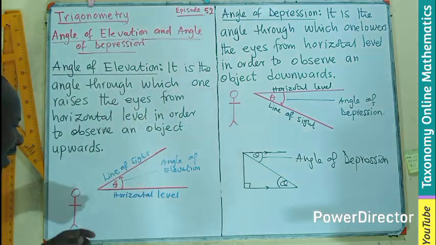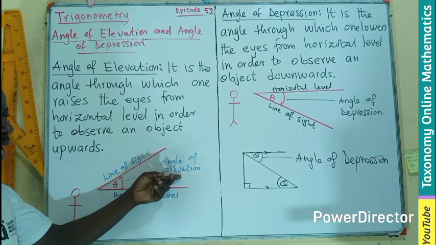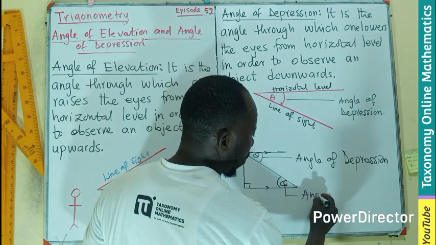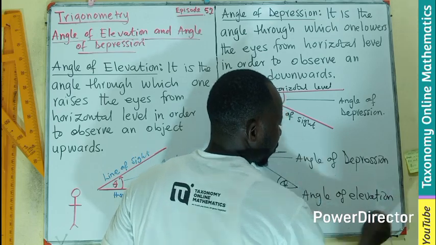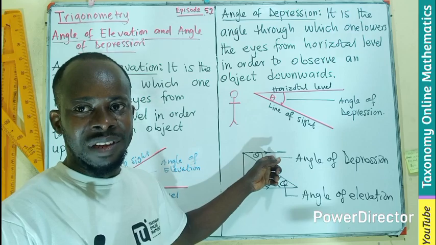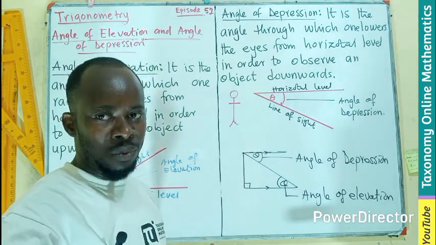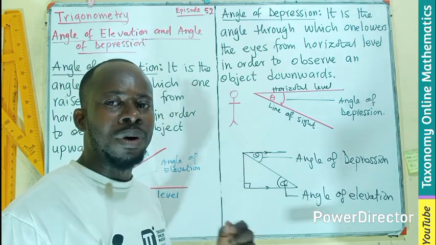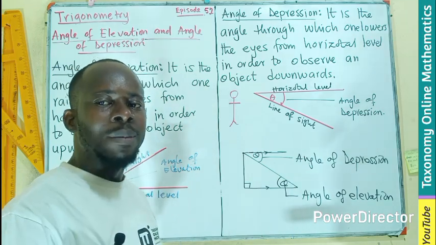Then if I say that the angle formed on top of a horizontal line is called angle of what? Elevation. So I can also say that this angle is also called angle of what? Elevation. So in the actual sense, the value of this angle should be the same as the value of this angle. So in general, we can say that angle of elevation is the same as the angle of what? Depression. The value that you will get for elevation will be the same as depression.